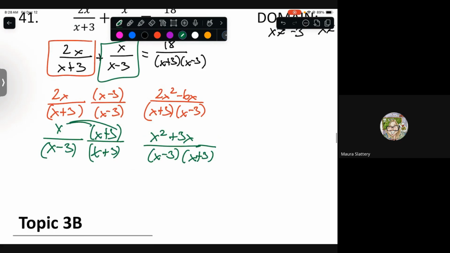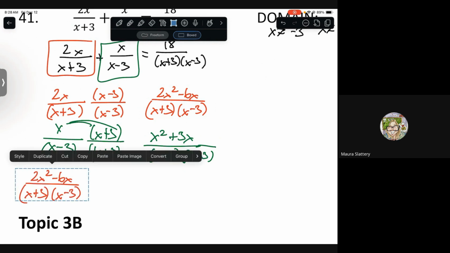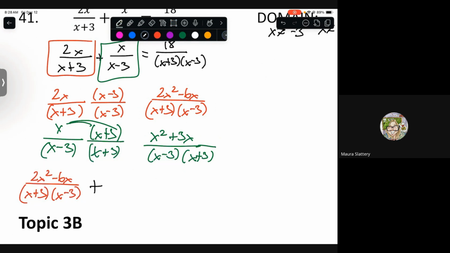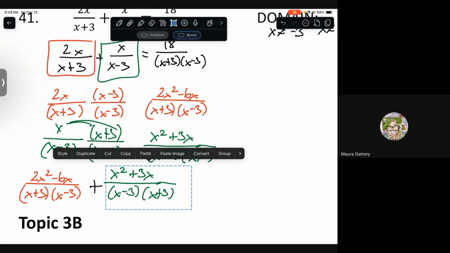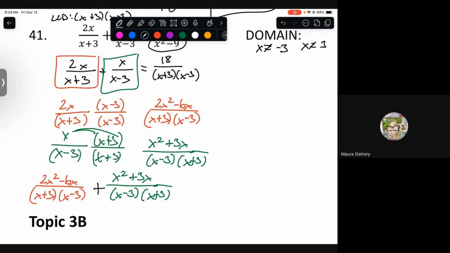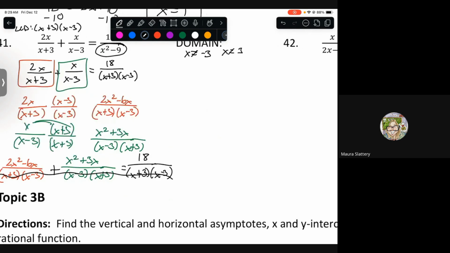So at this point, my equation looks like this guy plus this guy is equal to, and then my last fraction there already has the LCD of x plus 3, x minus 3, so I don't need to do anything to him. So now that I've got my LCD across the board, I'm going to go ahead and just cross it out and solve the equation on top.